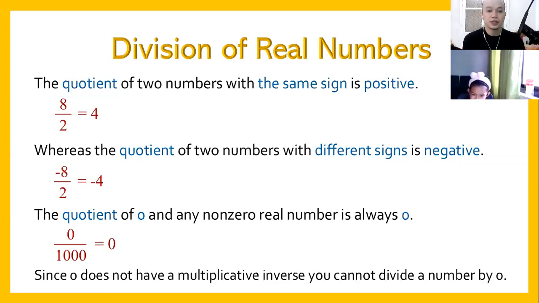Now, since 0 does not have a multiplicative inverse, you cannot divide any number by 0. So 1000 divided by 0 is impossible. It cannot be, okay? So the only one possible is 0 divided by any number. 0 divided by 2 is equal to 0, but 2 divided by 0 cannot be.